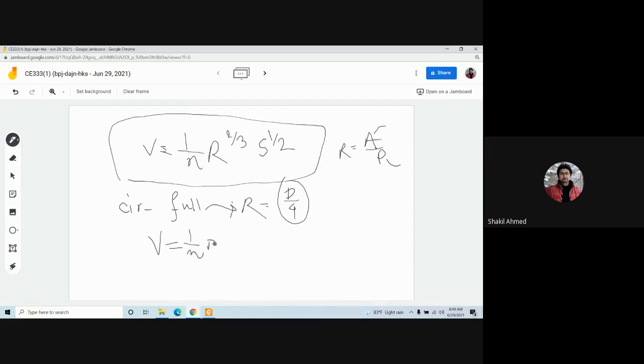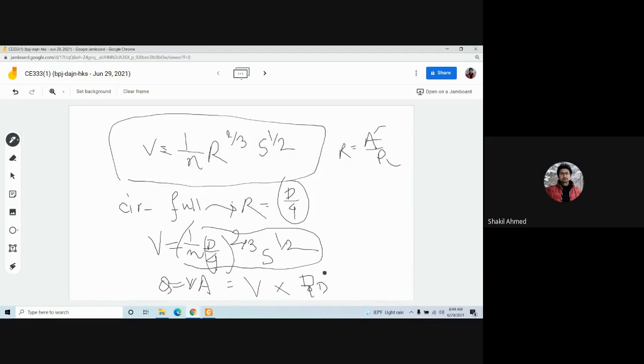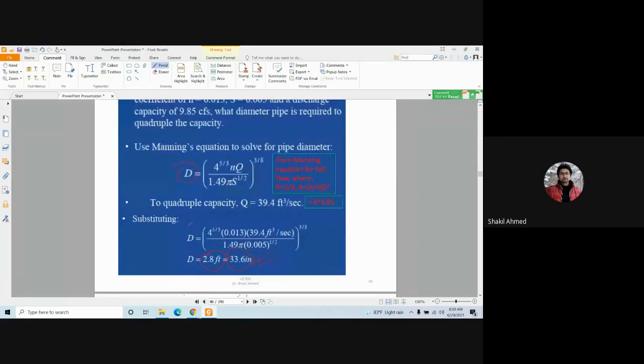So you can replace R with d by 4, right? So we have d by 4 to the power 2 by 3 and S to the power half. Now Q equals what? Q equals velocity into area. So we just multiply this. Velocity is this, multiplied by area. Area, for a circular pipe flowing full, is pi by 4 d square. So as you can see, Q is given 4 times than the other previous velocity. Here you know the S, the only unknown is D, right? So you calculate the value of D. Clear? Yes, sir. Okay.